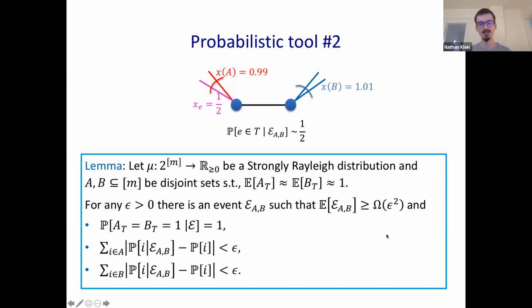And here it is written formally. For any 2 disjoint sets A and B with expectation close to 1, there's a marginal preserving event, E of AB, of constant measure, in which each of A and B have intersection 1 with the tree. And again, these total variation distances are preserved up to factor epsilon. And this epsilon we can get here depends on the distance of A and B from 1.